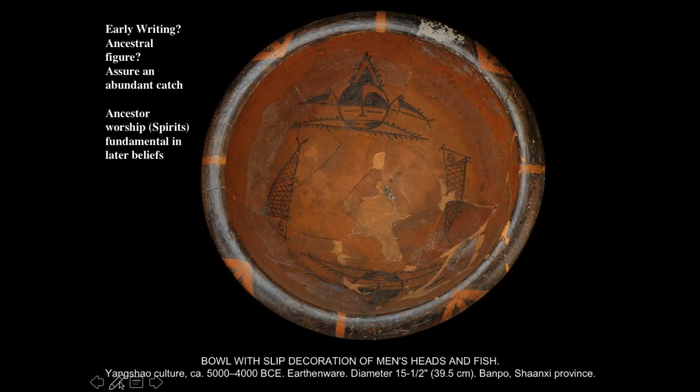And perhaps by providing an offering in this bowl to your ancestors, they in turn would assure that you would have an abundant catch of fish. And remember, these cultures were founded along the rivers. So having an abundant catch of fish would have been really important to them.